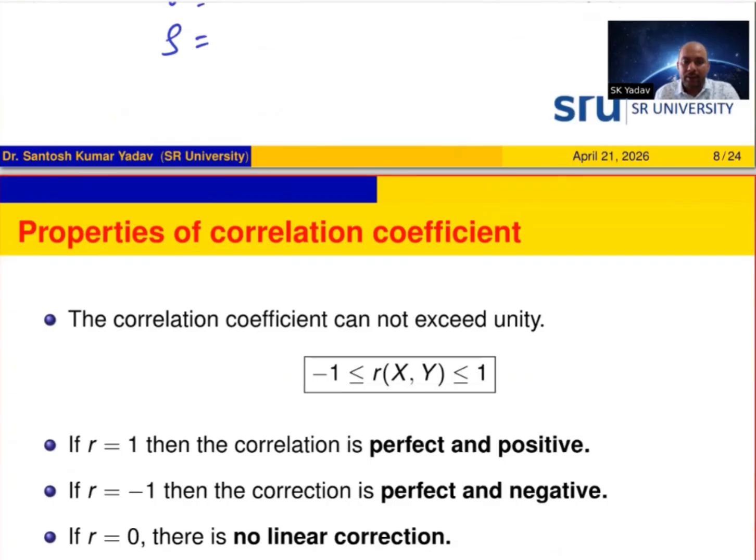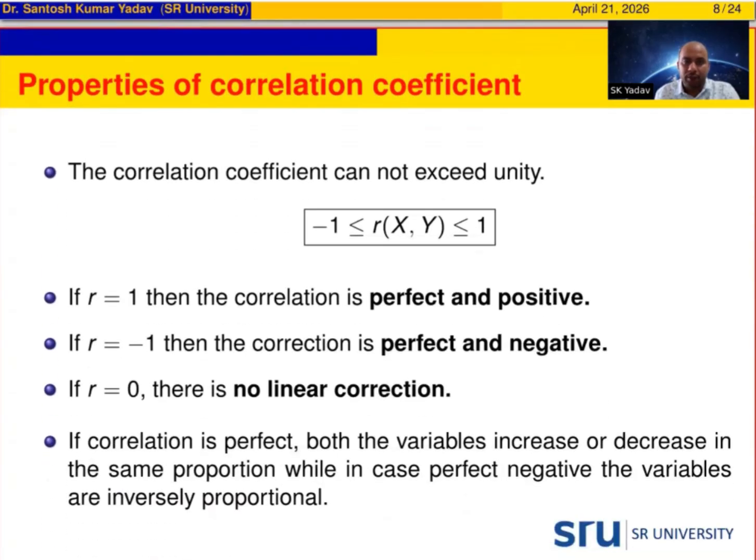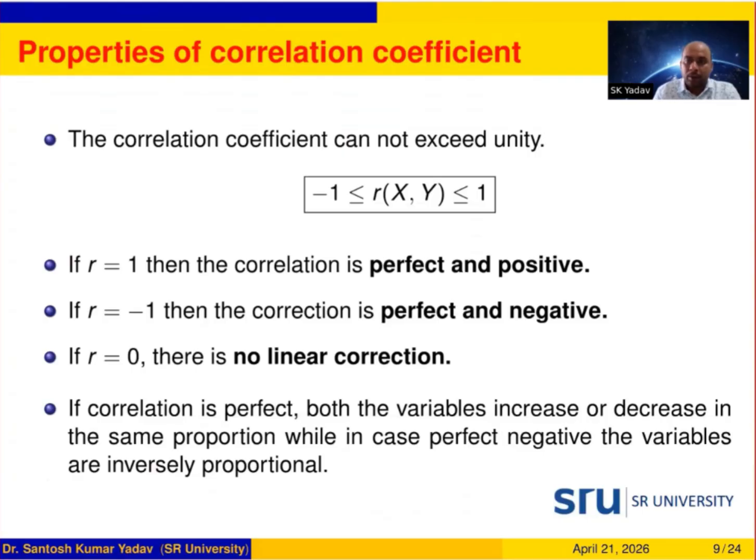Before this, I will cover some properties of this correlation coefficient r. It is important to note that the correlation coefficient cannot exceed the range from -1 to 1. The lower limit is -1, the upper limit is 1. r lies between -1 and 1. That means the mod of r cannot be more than 1, it should be less than or equal to 1. So r can be 0 and r can be 1.